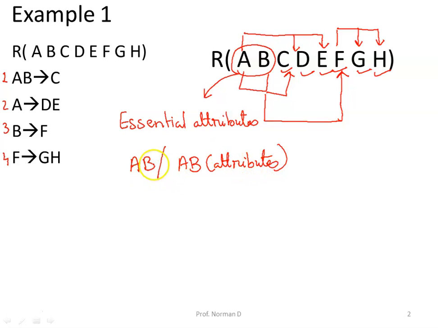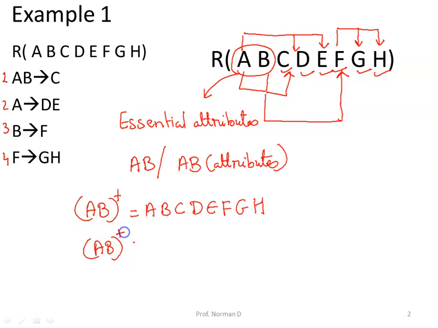So the first step, once we have the essential attributes, is to find the closure on the essential attributes. The closure on AB will be AB, C, then A gives D, E, B gives F and F gives G, H. So if you see, AB is a key which gives you the entire relation R. So we can say that AB is acting as a candidate key in this case.